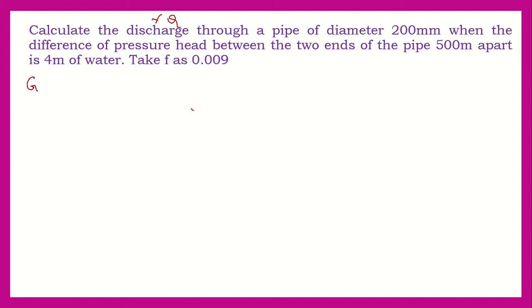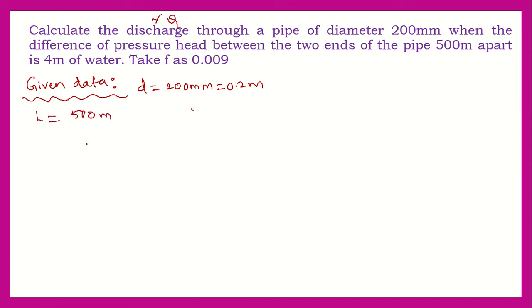So first, again let's go back to our given data. Please watch carefully when we are writing the given data. So first, what is given to us? D, which is 200 mm, which is 200 by 1000, 0.2 meters. Similarly, length of the pipe is given as 500 meters. They told 500 meters apart, which means it is the length. Difference of pressure head is given. You might think, what is this difference of pressure head? It is nothing but our hf.